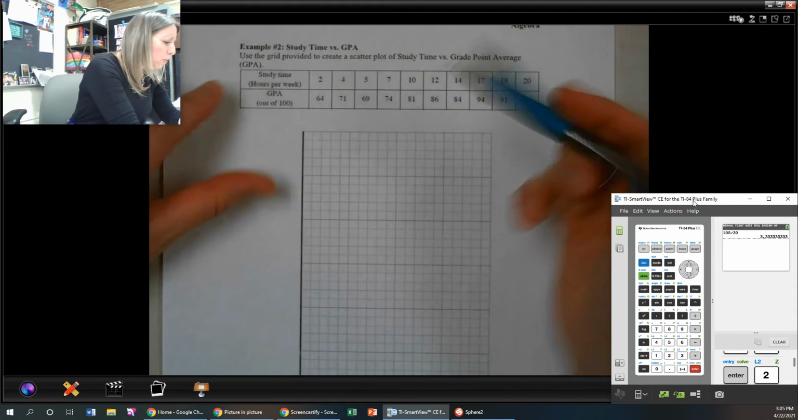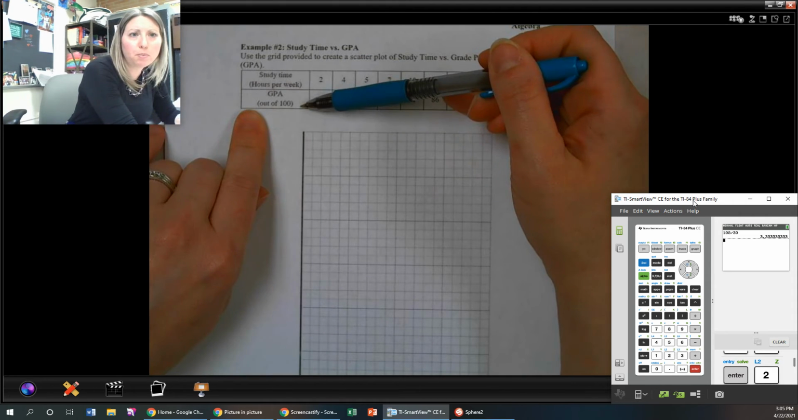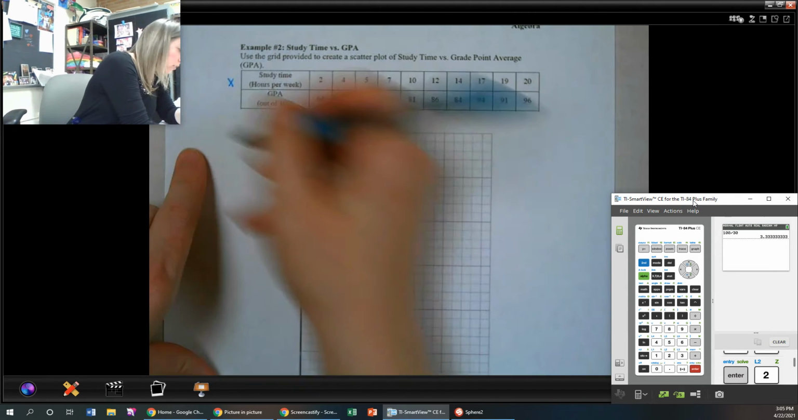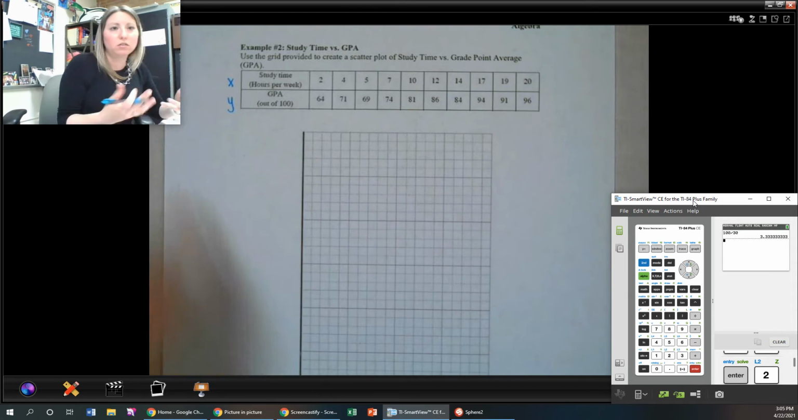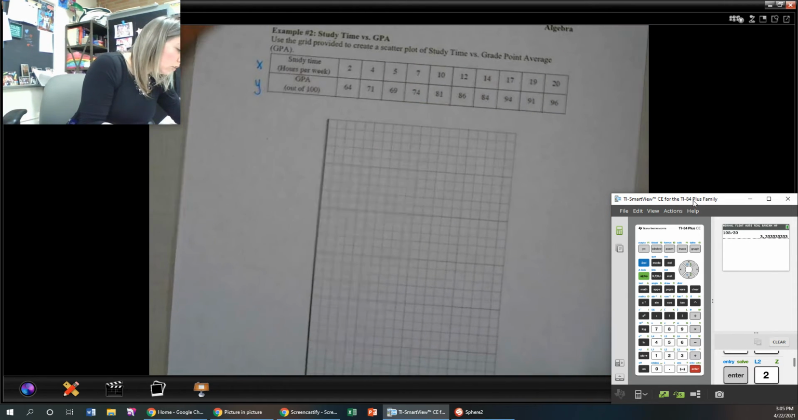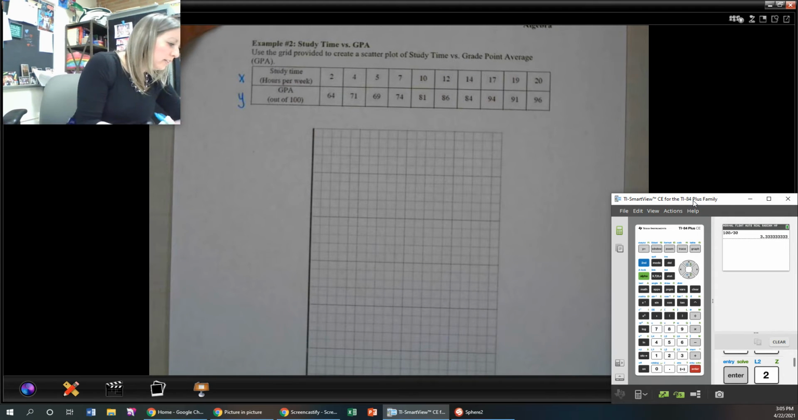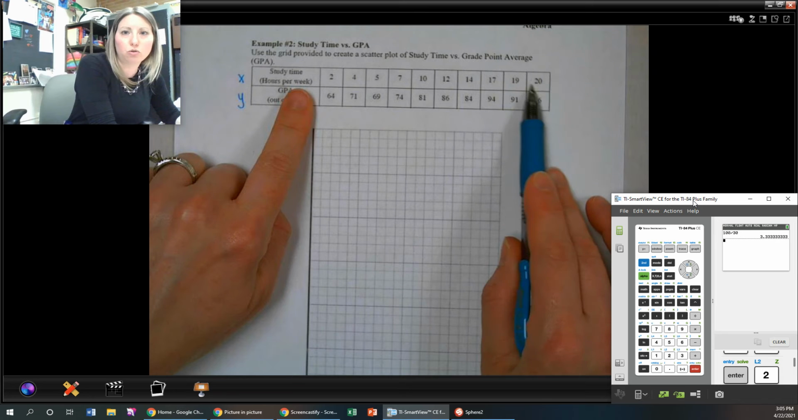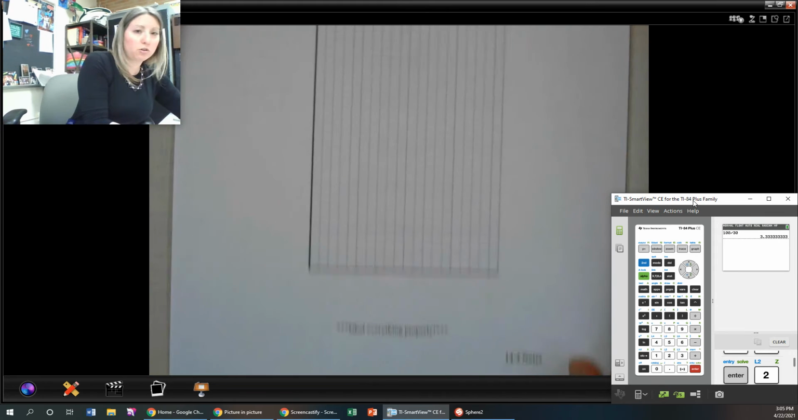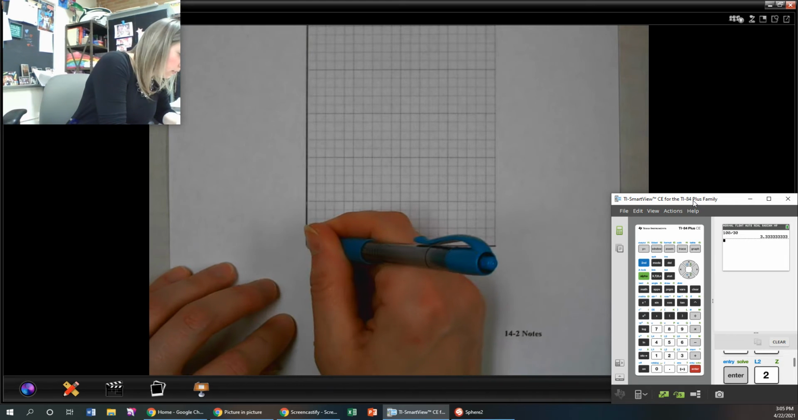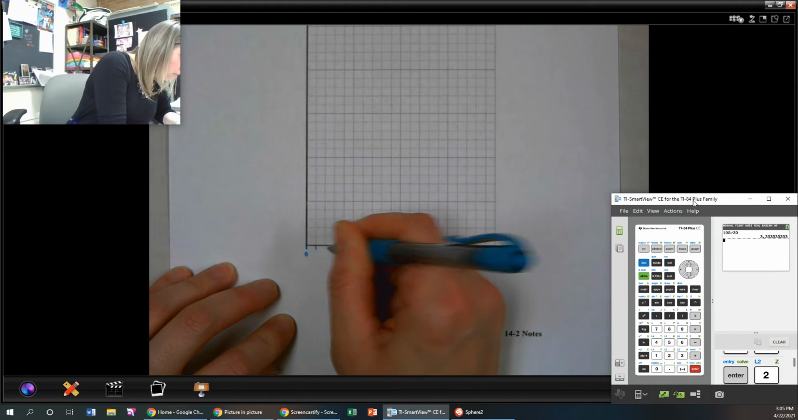So which one of these is our independent variable? It'll happen no matter what. That would be our study time. That means that GPA is our dependent variable. Depends on how much time we study, right? So that's the first thing we know. Next thing we know is our maximum study time is 20. And I know that across the bottom, I have 20 hash marks. So it stands to reason that we will go by ones here.